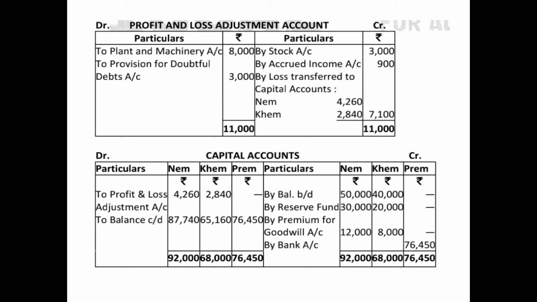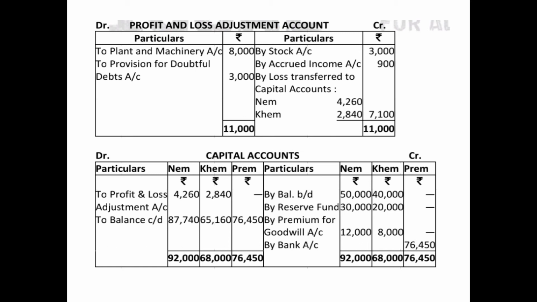Therefore, there will be a revaluation or profit and loss adjustment loss, which will be distributed among Naman and Kalam in the old ratio of 3:2. So there is a revaluation loss of 7,100, which will be distributed among Naman and Kalam in the ratio of 3:2, which will come to Naman 4,260 and Kalam 2,840. So this was our revaluation account.